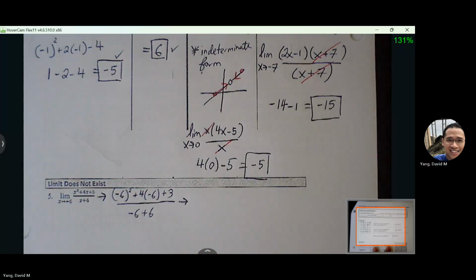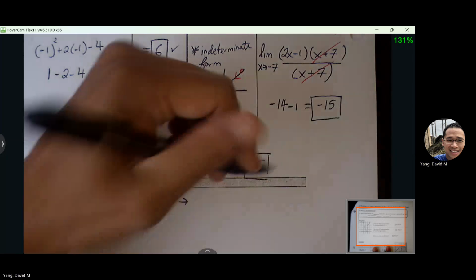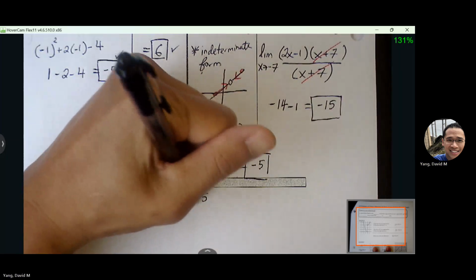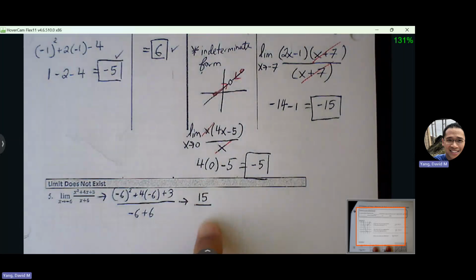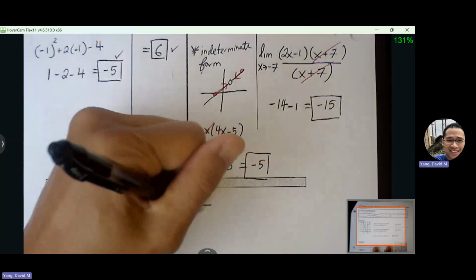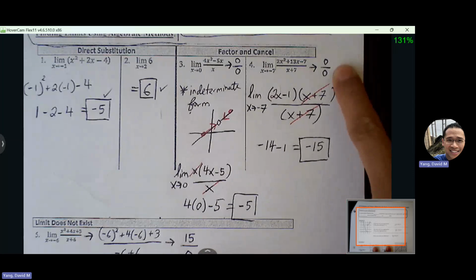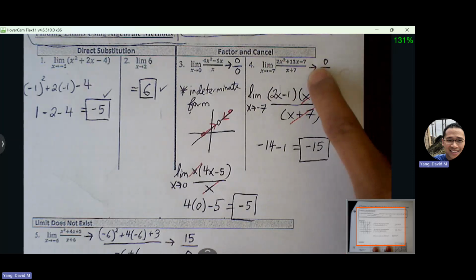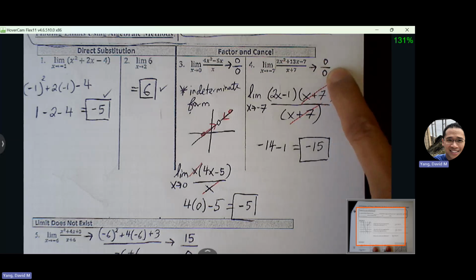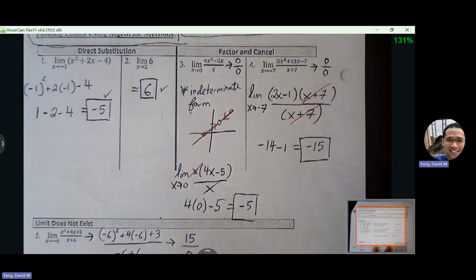All right. 36 minus 24 plus 3. Denominator, we get 0. All right. This is not the same thing as this. Okay? If we see 0 over 0, it's indeterminate form. There's a bit of a roadblock, but we know what to do to eventually get to our answer. There's an answer waiting for us. It's just not visible at this stage.